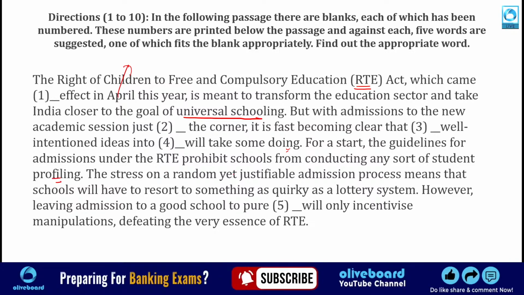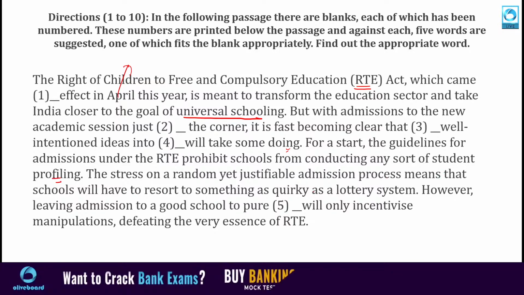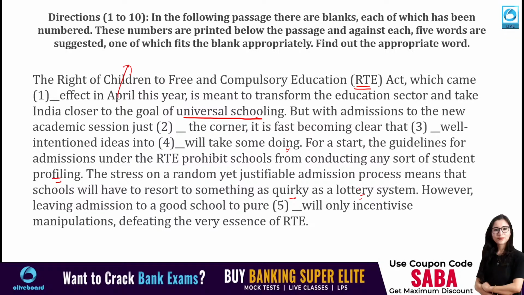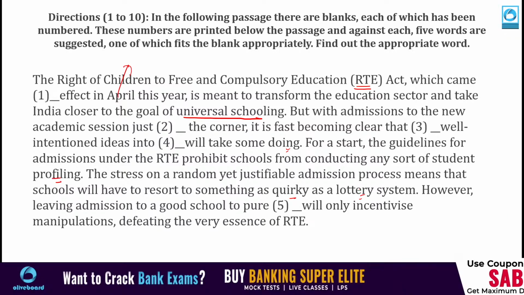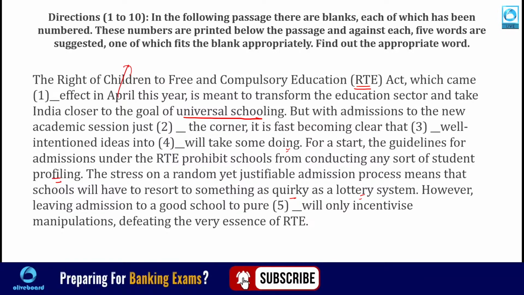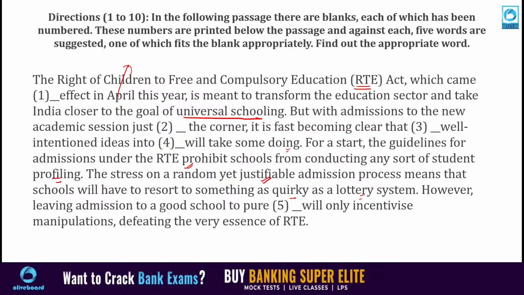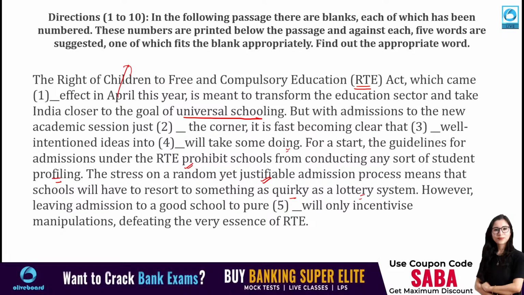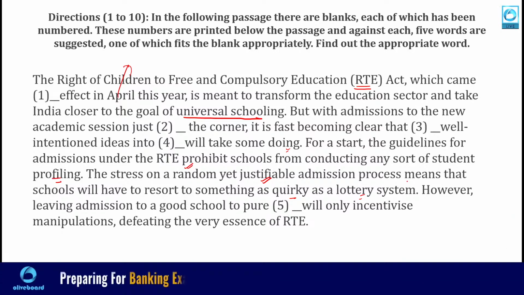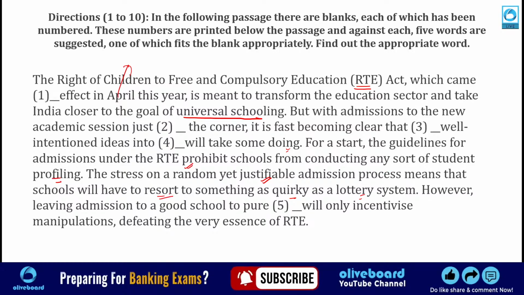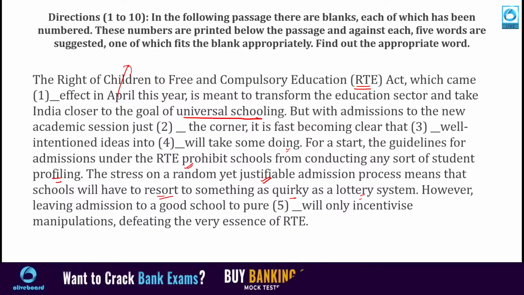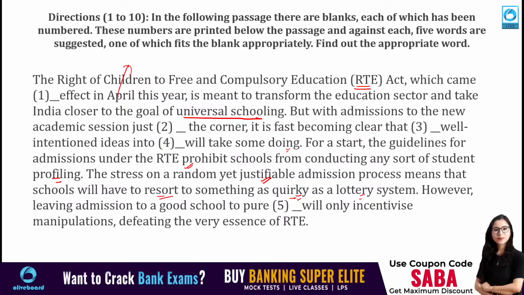The stress on a random yet justifiable admission process means that schools have to resort to something as quirky as a lottery system. Now, what does this mean? That the admission process is going to be very random because schools cannot do any sort of student profiling. So the admission process will be random, but on the same hand it should be justifiable also. So schools have to rely on something as quirky as a lottery system.